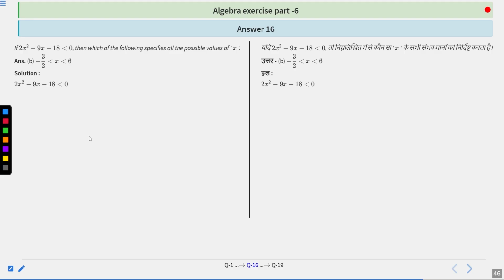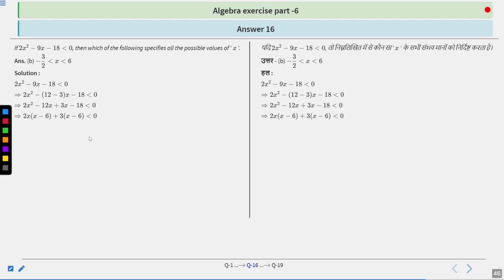The given equation was 2x square minus 9x minus 18 is less than 0. So factoring this equation, we get 2x square minus 12 plus 3 into x minus 18 is less than 0. So 2x square minus 12x plus 3x minus 18 is less than 0. Taking 2x common from the first two terms, we get 2x into x minus 6, plus taking 3 common from the last two terms, we get thrice of x minus 6 less than 0. So the factors are x minus 6 and 2x plus 3, and the product is less than 0.